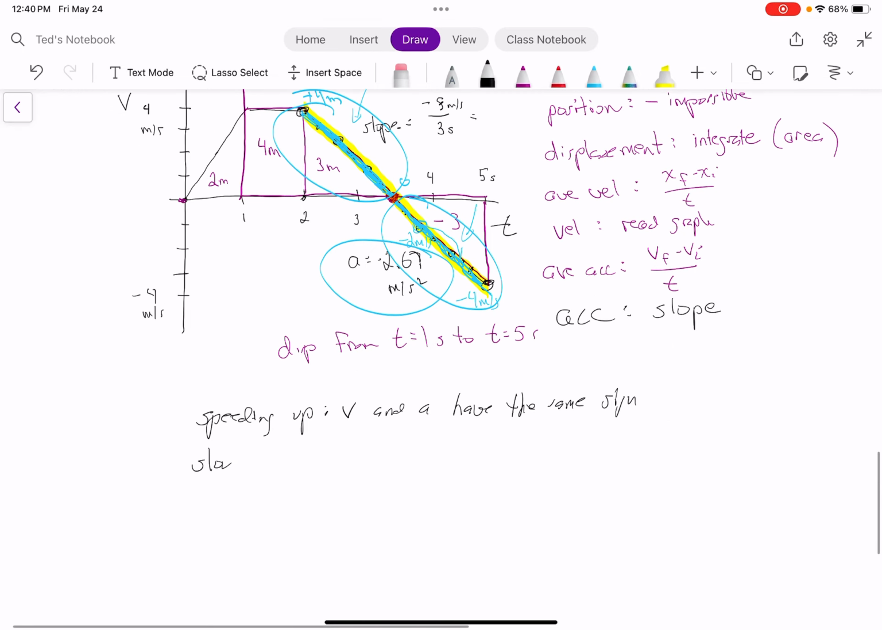Slowing down means velocity and acceleration have opposite sign. If your velocity is positive and your acceleration is negative, then you're slowing down. If your velocity is negative and your acceleration is positive, then you're slowing down.